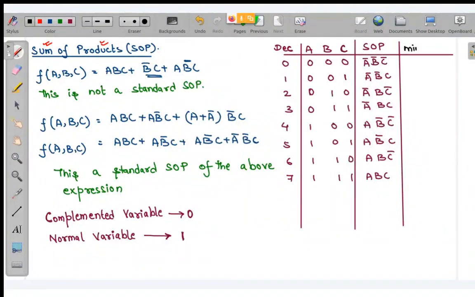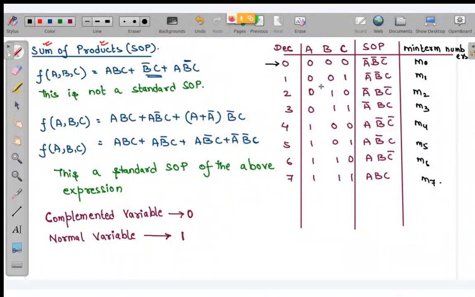And the minterms have corresponding minterm numbers. This corresponds to decimal 0, so I am going to write it as m0 in small m. Over here I am going to write m1. This will be m2, this will be m3, this will be m4, m5, m6, m7.